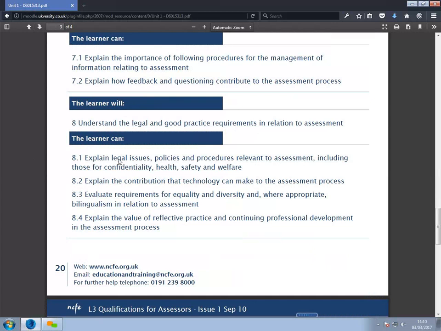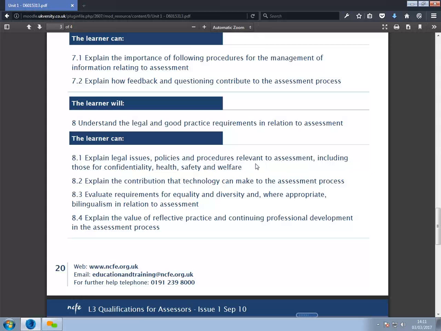Again, there are legal issues. Again, data protection, procedures relevant to assessment, including those for confidentiality, health and safety and welfare. Those are the issues, or the only issues really, that you will come against in assessment. A lot of the time, it doesn't really raise its head, but occasionally you'll have health and safety or welfare issues. Sometimes this can be quite wide-ranging. As an assessor, you will get involved in all sorts of things.